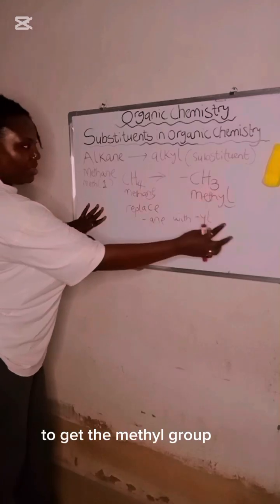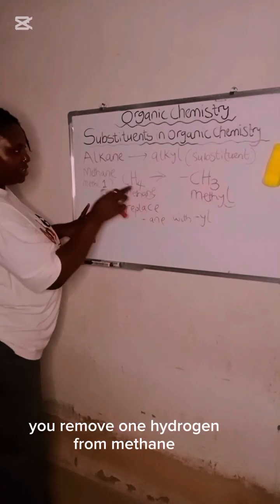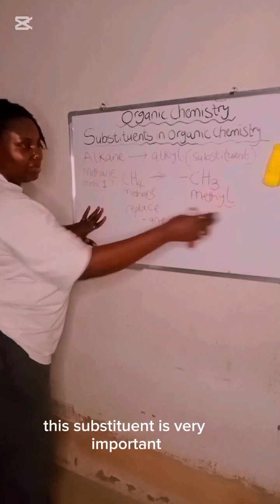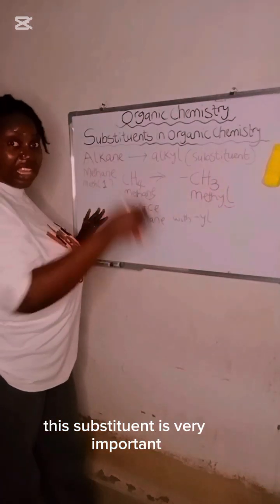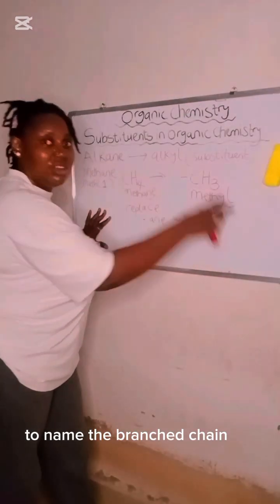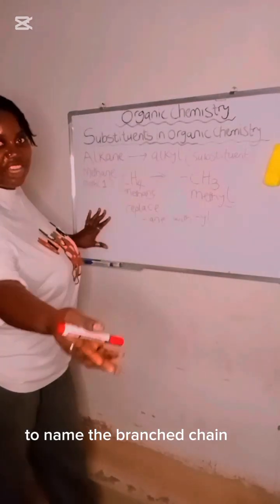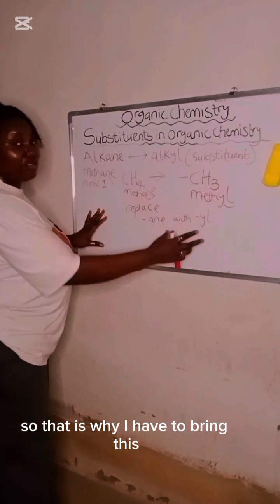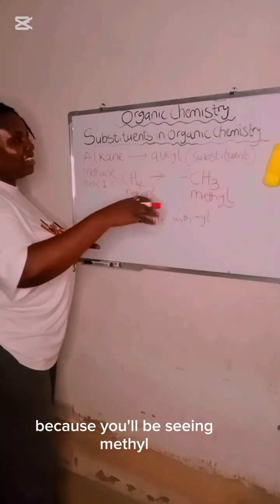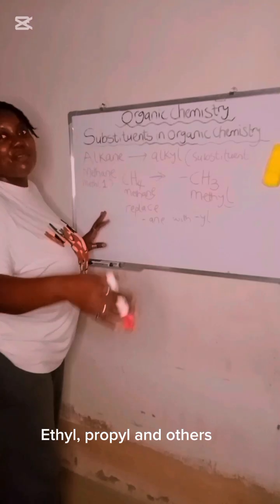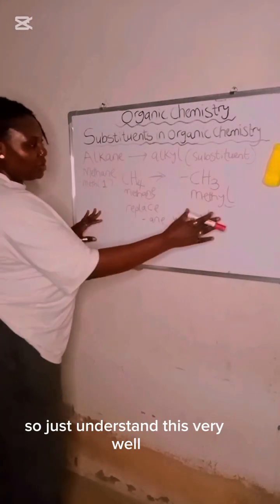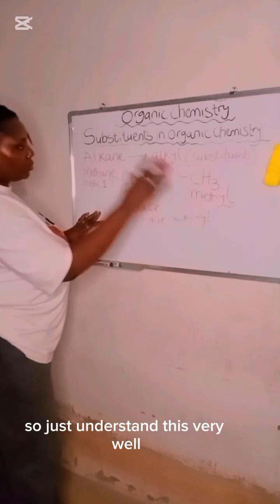To get a methyl group, you remove one hydrogen from methane, you have the methyl group. This substituent is very important because we'll be using it to name the branched chain. That is why I have to bring this before we start naming properly, because you'll be seeing methyl, ethyl, propyl, and others. So I don't want you to get confused. Just understand this very well.